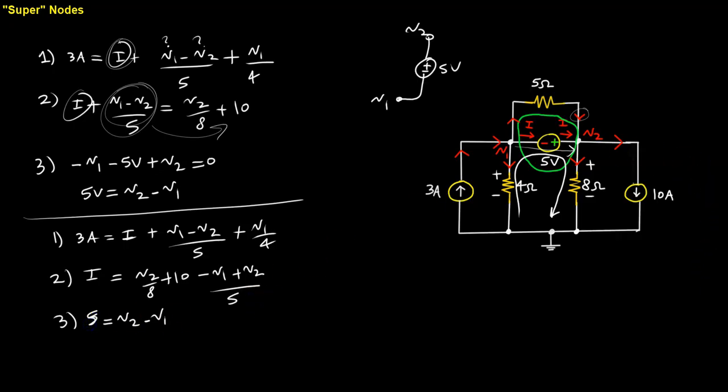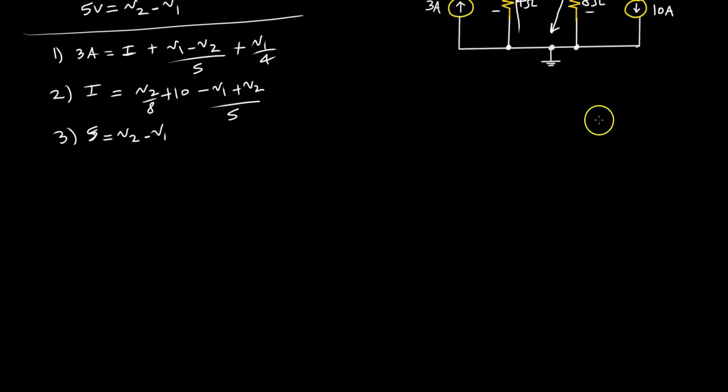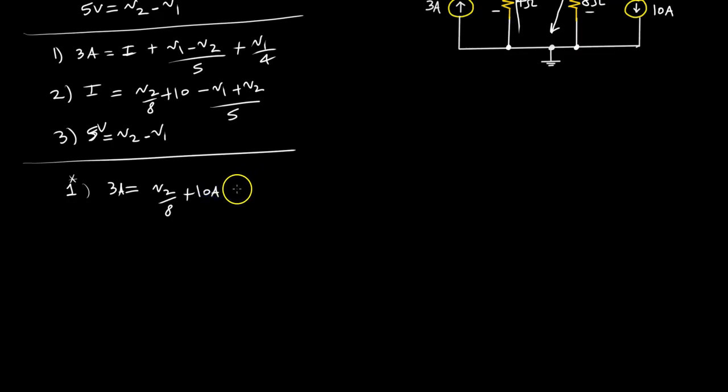And let's go ahead and plug equation 2 into equation 1. And what we get now, let's call this 1 star. It's a new equation. It's going to be 3 is equal to, and let's keep in mind that these are voltages, the units we should keep in mind. 3 amps is equal to V2 over 8 plus 10 amps, let's see, right, so minus (V1 minus V2) over 5. So that's just I. Now we're going to add the rest of these terms.